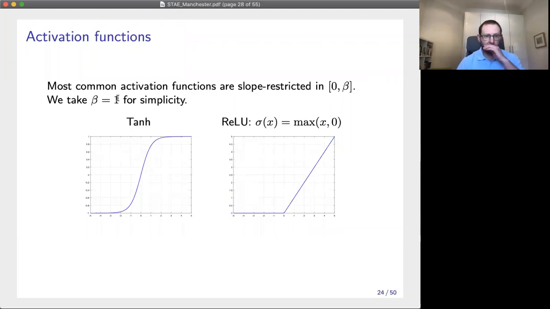And most common activation functions are actually slope restricted with some interval of possible slopes. Most of them actually with slope 1. There's some that are a bit different, but here's a couple of examples that are commonly used. One is the tanh function, hyperbolic tangent, and another one called the rectified linear unit is just the maximum of x or 0. So it's just flat for negative numbers and equal to x for positive numbers. So both of these have slope less than or equal to 1. And this is going to be the key property of them that we will use.